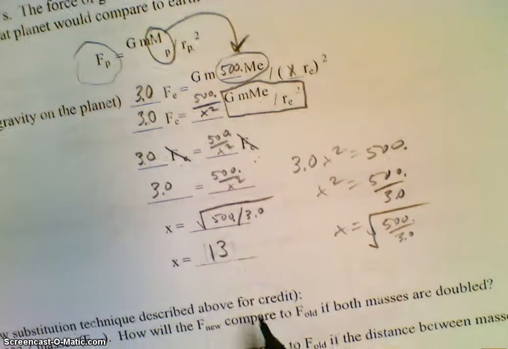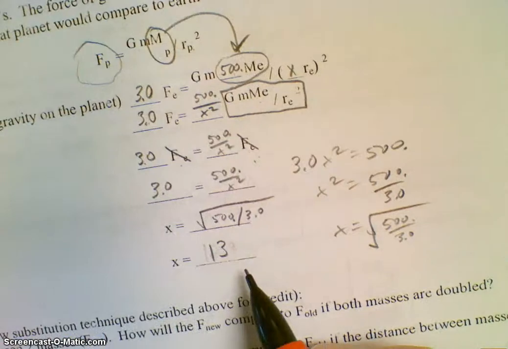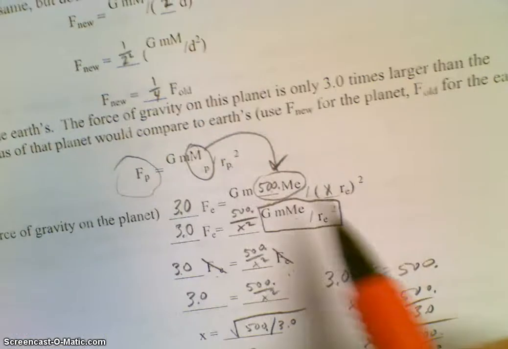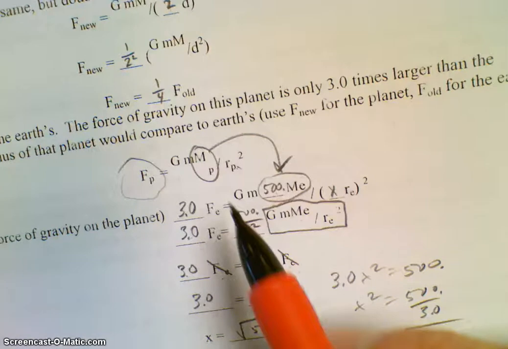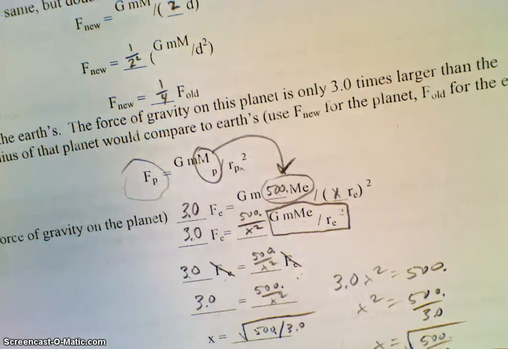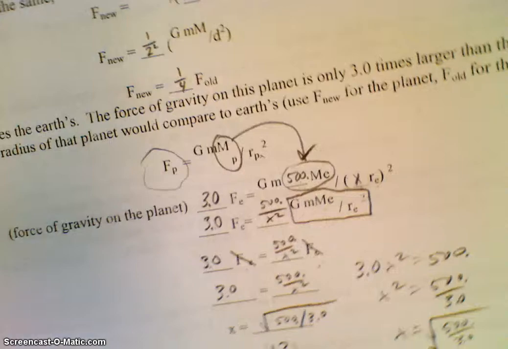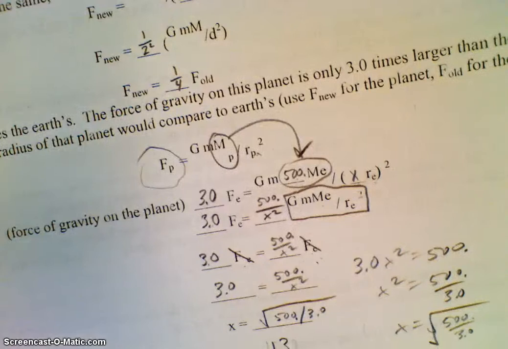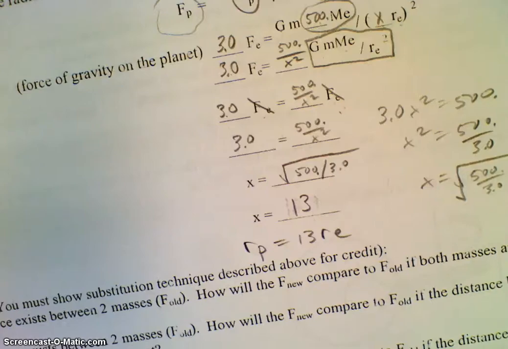So what is that saying to us? Look back at your original. The radius of the planet is how many times larger than the radius of the Earth? 13 times the radius of the Earth. Does that make sense? So radius of planet is equal to then 13 times the radius of the Earth. And we didn't use any other numbers. We didn't know what the force was. It didn't matter. It could be any object.